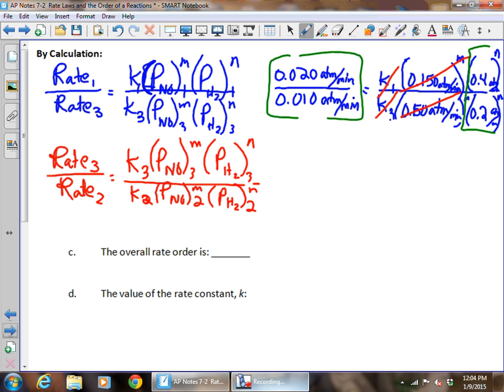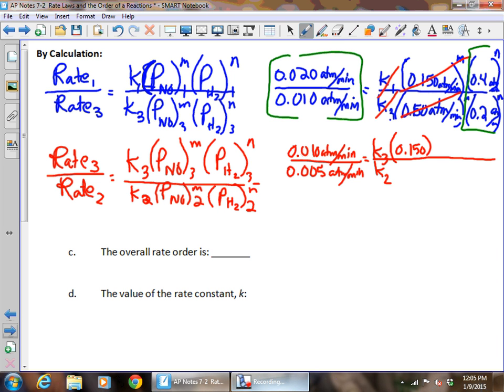So be careful when you do this because they'll throw different substances at us when we least expect it. Okay, so rate 3 is 0.01 atmospheres per minute. Rate 2 is 0.005 atmospheres per minute. We've got K3 over K2. The pressure of NO for rate 3 is 0.15. Should be atmospheres per minute.